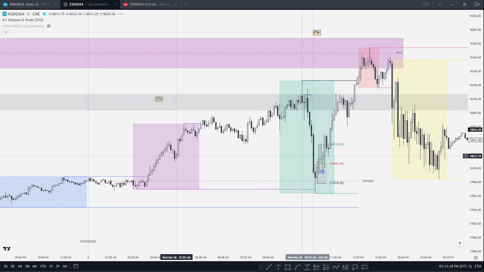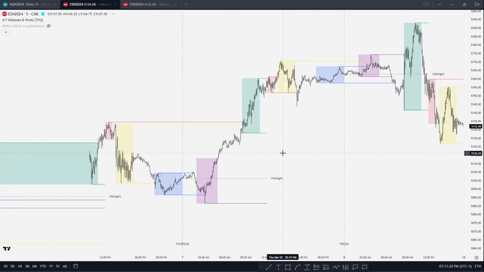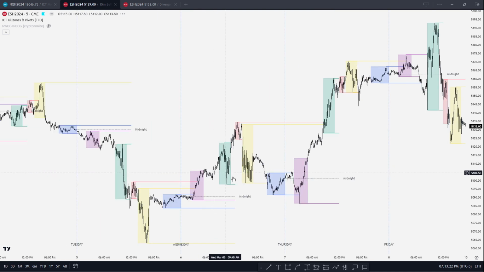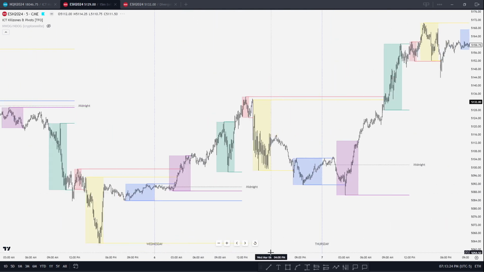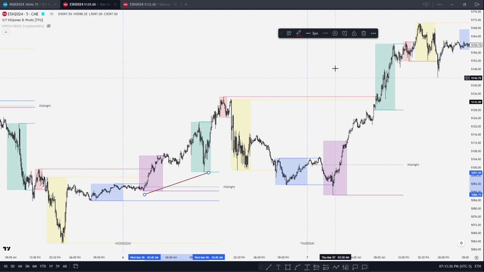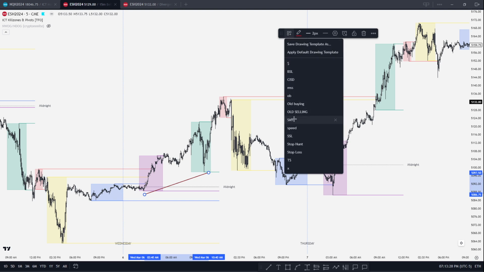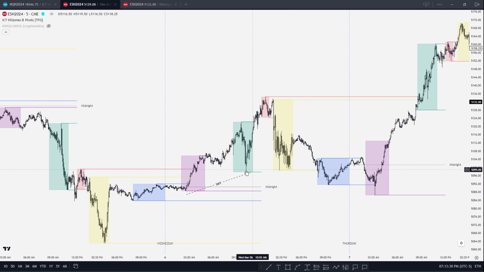Is there SMT? Let's take a look. Go to Wednesday's PA. There was. There you go. So you got your bullish SMT. Pair that up even more with everything else, and that's going to be your higher probability trade setup.